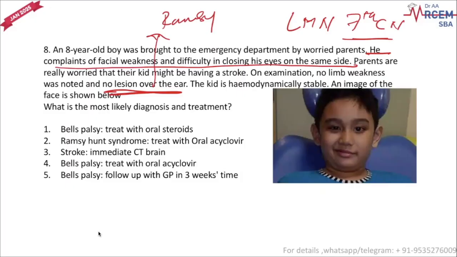Treatment basically for Bell's palsy, they are asking in the pediatric age group. In the pediatric age group, what we do is we just ask them to follow up after 21 days, that is 3 weeks, with the GP. No steroids are given.